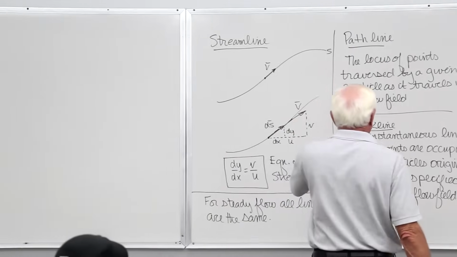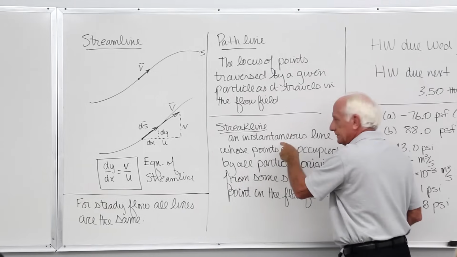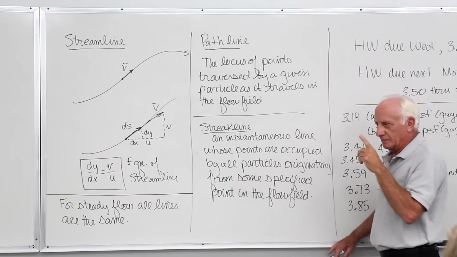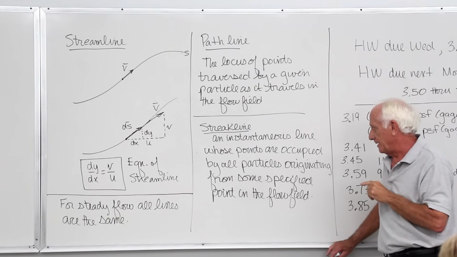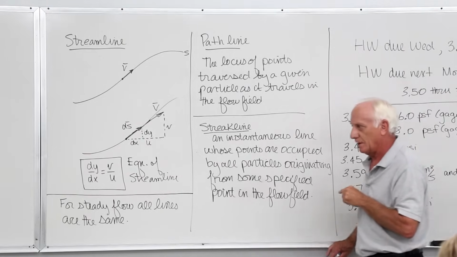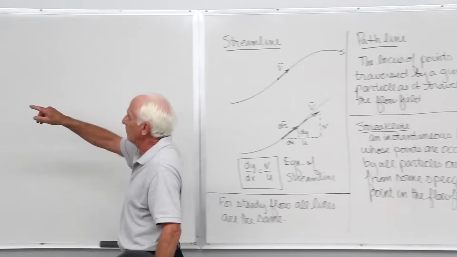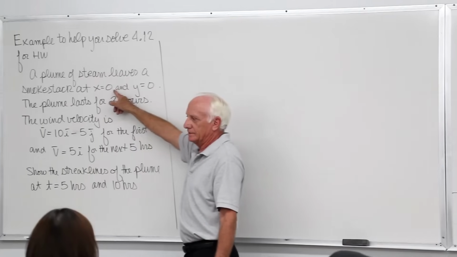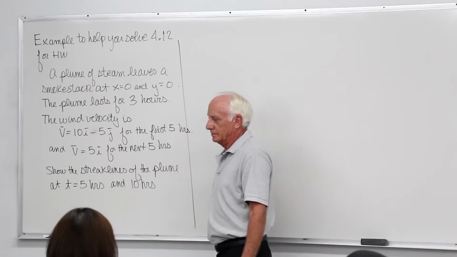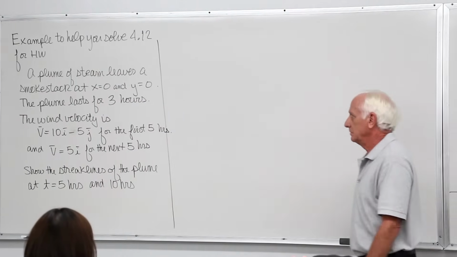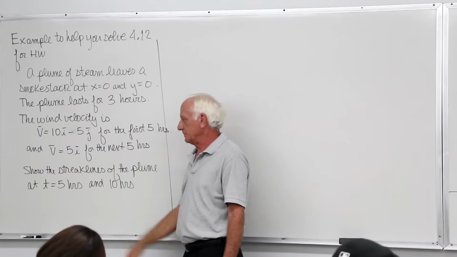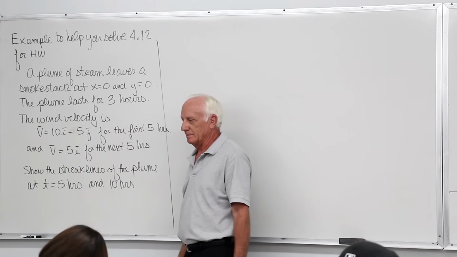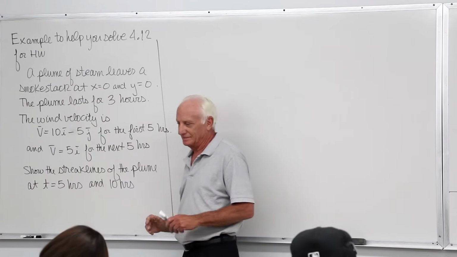Streaklines. An instantaneous line. First of all, notice it's a line. It's a line whose points are occupied by all particles originating from some specified point in the flow field. Originating from where, he told us? X equals zero, y equals zero. For how long? The steam lasts for 3 hours. Then what happens? It stops.